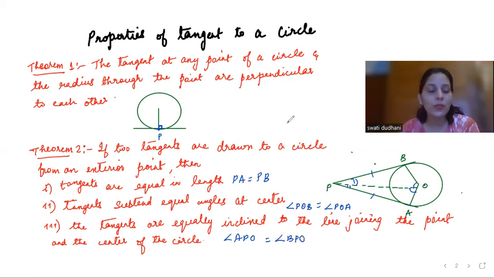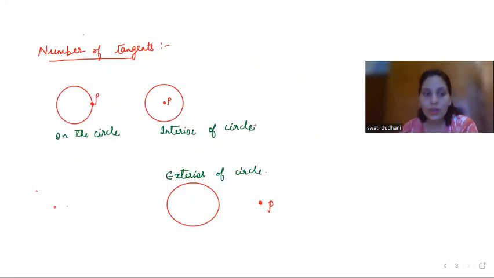These two theorems are very much used in most of the questions of the circles chapter. Now the next is, how many tangents can a circle have from a point? The point can possibly be at three places. Now let us see the first one. If the point P is on the circle, I can pass just one tangent to the circle. If the point is on the circle, you will have one tangent.